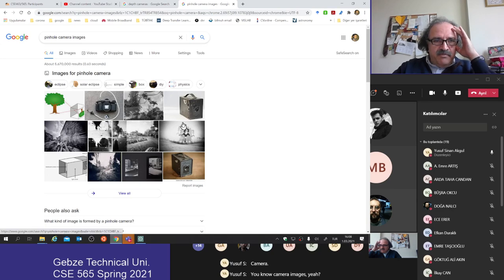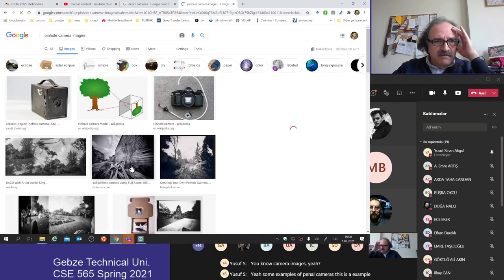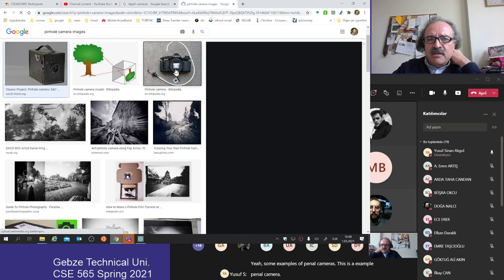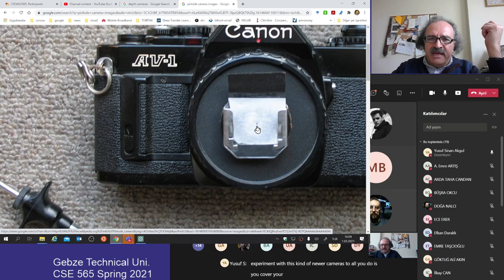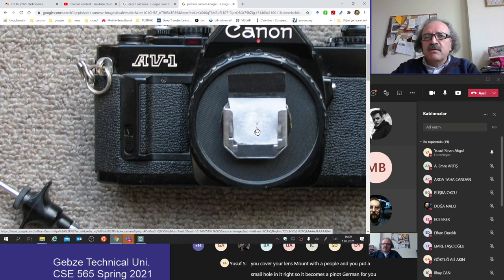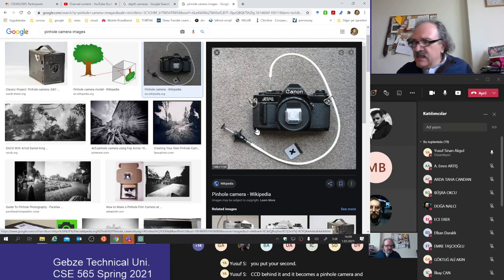Yeah, some examples of pinhole cameras. This is an example pinhole camera. It's an old camera, but you can do the pinhole camera experiment with this kind of newer cameras too. All you do is you cover your lens mount with a paper and you put a small hole in it, right? So it becomes a pinhole camera for you. So you put your film, or CCD behind it, and it becomes a pinhole camera. And in fact, you can do the same experiment with your cell phone.